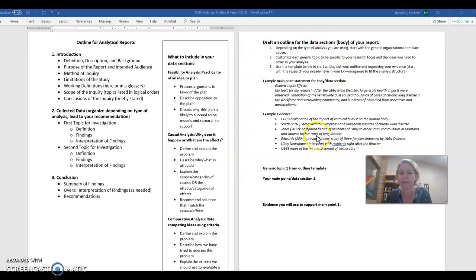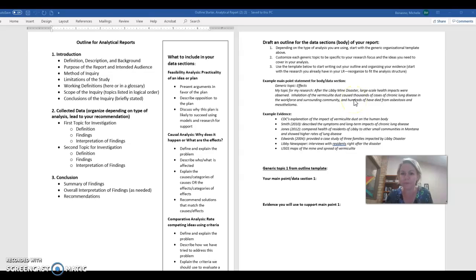On page 2 of the handout are some instructions about how you might deploy this outline. So depending on the type of analysis you're doing, choose one of these bulleted lists of topics and then take those and transform them from a really general topic into a specific topic that you need to cover.